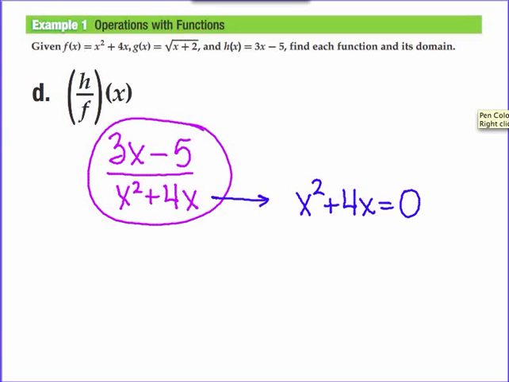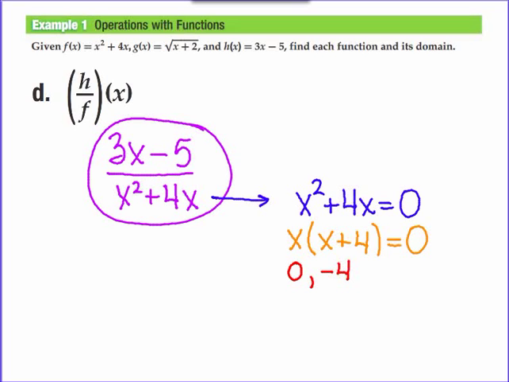So I notice each of these has an x, right? So let's take an x out. If I take an x out, what do I get? X plus 4. So notice here I have two possibilities. What are my two possibilities going to be? 0 and negative 4. So those are the two values that make the denominator 0.